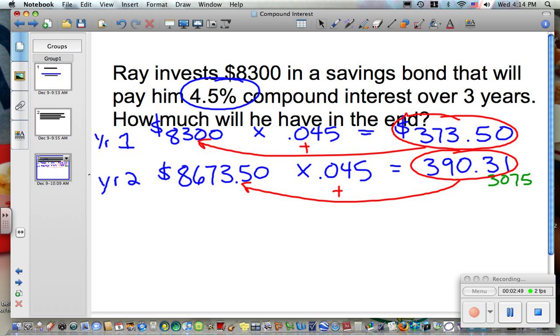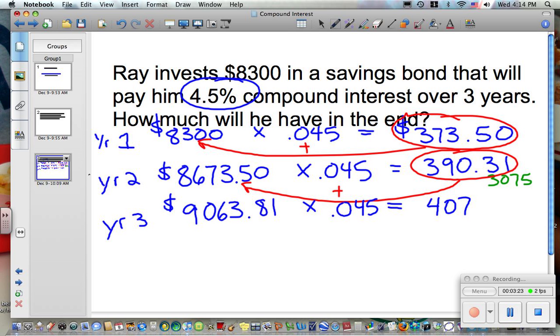And now we're going to start off year three with $9,063.81. We're going to multiply again that by 0.045, and come out with the interest for that year, $407.87.